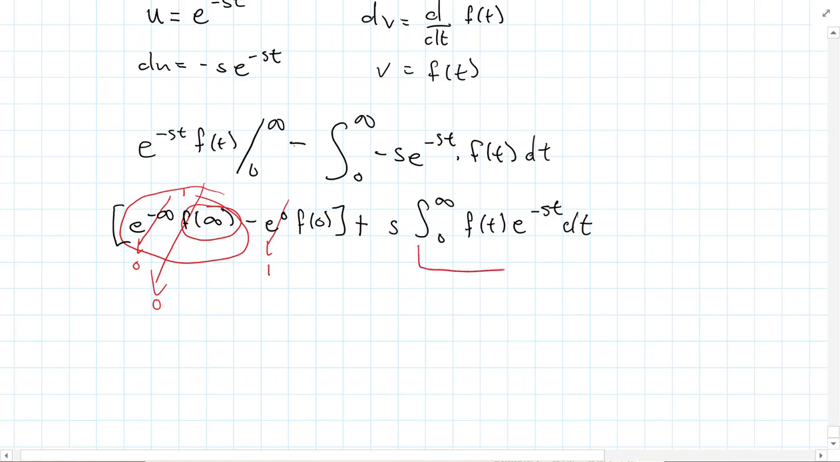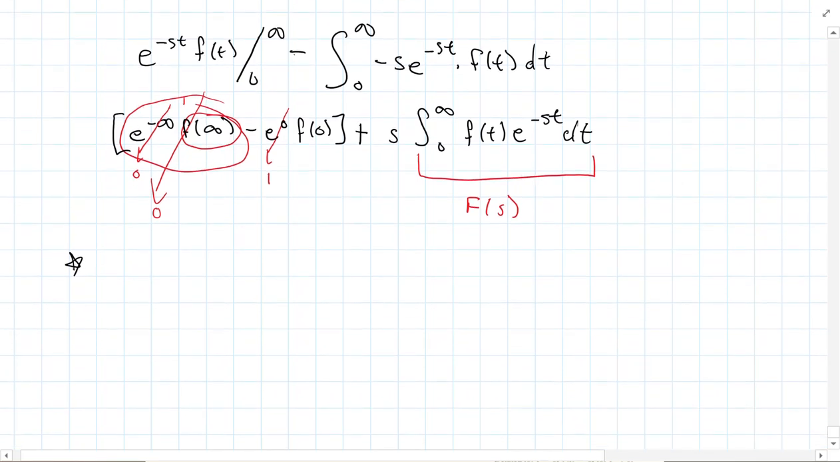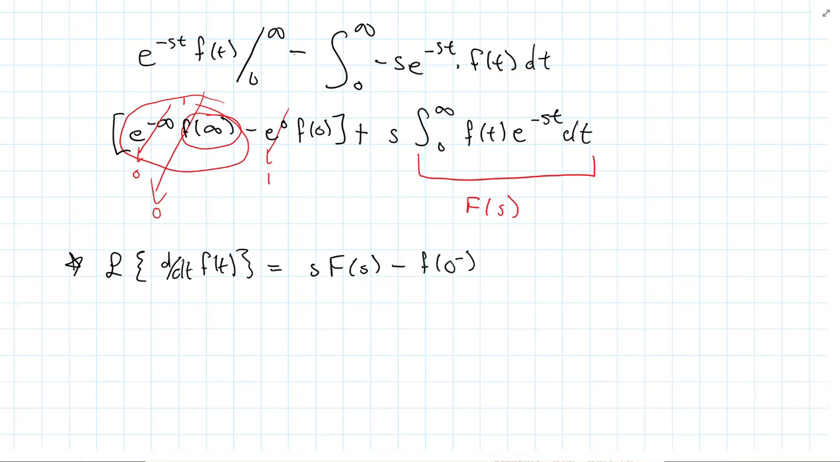But then look at this here. Integral from 0 to infinity f at t e to the minus st. This is just the definition of the Laplace transform of f at s. So this is the key thing here. Star this. The Laplace transform of the derivative is equal to s capital F at s minus f at 0. And this is my initial condition. Now the initial condition might be 0, but it might not be 0.